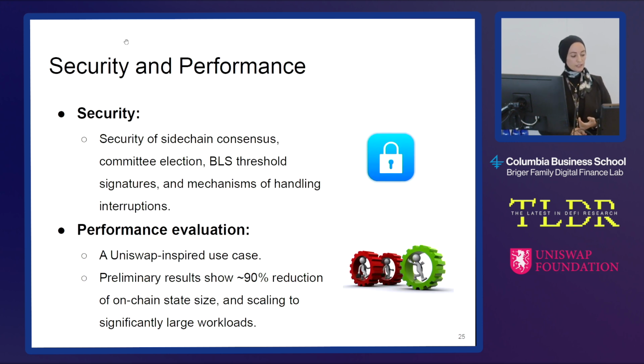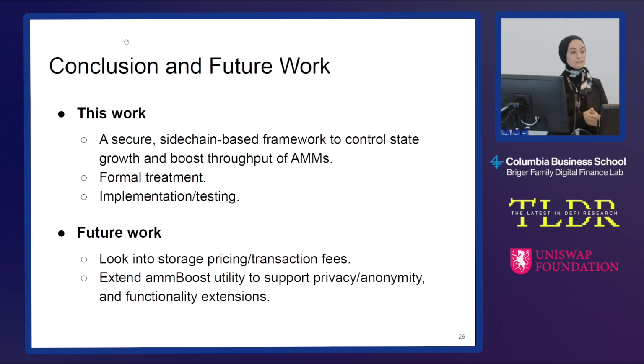We analyzed the security of the system, and we have built a proof of concept implementation of a Uniswap-inspired use case. My students are still working on the experiments. We expect to have them ready next week for the AFT deadline. For this reason, I'm not going to talk more about the results. However, the preliminary results that we have show around 90% reduction of the on-chain state or storage cost of the AMM, and ammBoost allows the AMM to scale to significantly large workloads. All of that will be confirmed once we release the paper.